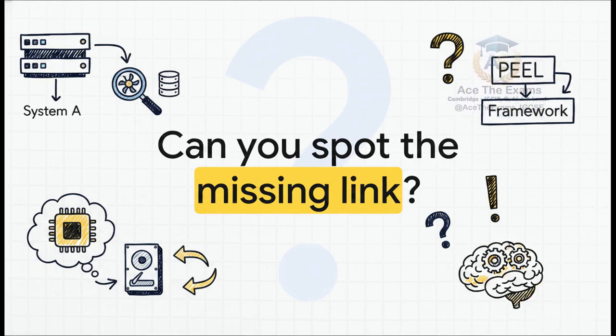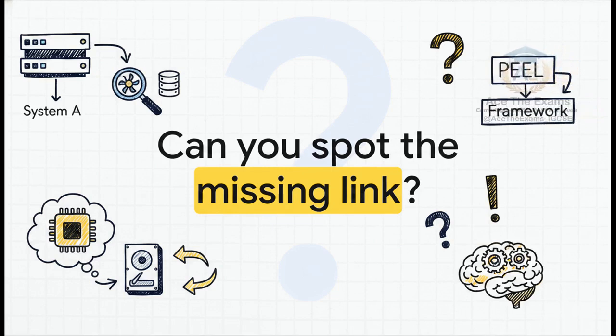All right, let's do a quick interactive workshop challenge to test your critical evaluation skills. Imagine an exam answer that reads exactly like this. System B has a 4.0 GHz processor compared to System A's 3.0 GHz processor. Therefore, System B will run the database search faster. I'll give you a second to really think about it. What is the missing analytical flaw there?